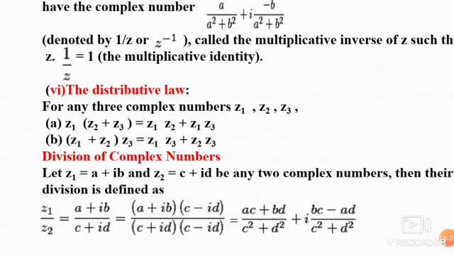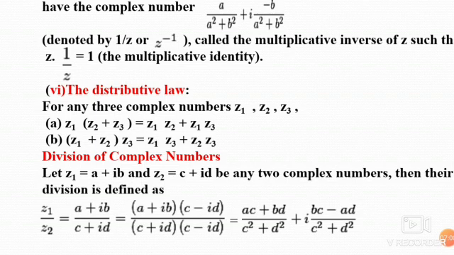Now how will you divide two complex numbers? Let us take z1 equal to a plus ib, z2 equal to c plus id. How will you divide z1 by z2, equal to a plus ib by c plus id? Rationalize the denominator, or conjugate: a plus ib into c minus id by c plus id into c minus id. You know how to multiply two complex numbers. In such a way you have to multiply it.